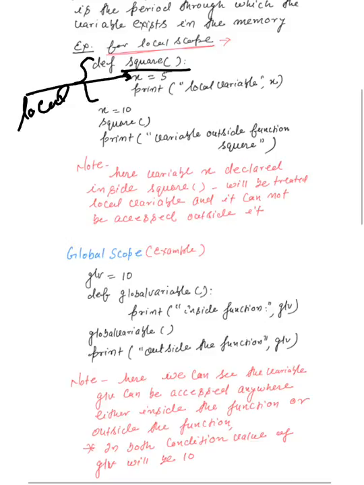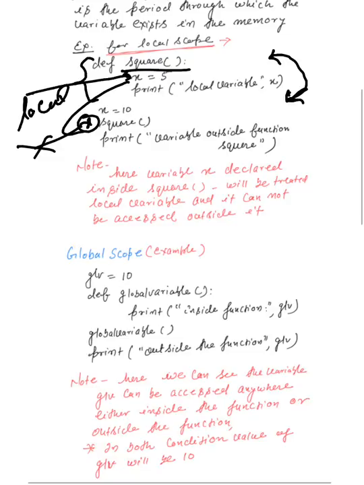Why will this be treated as a local variable? If you try to access this variable x here in the main function, you cannot access it, because its accessibility is only inside this function. Outside of this function, the accessibility is not there. So whenever you come out from this function, the existence of this variable will be destroyed.